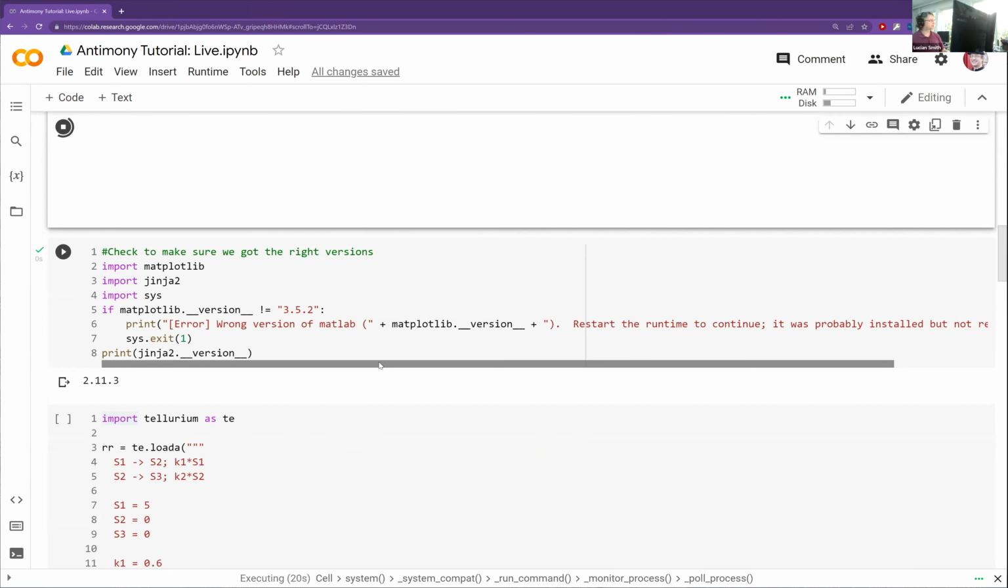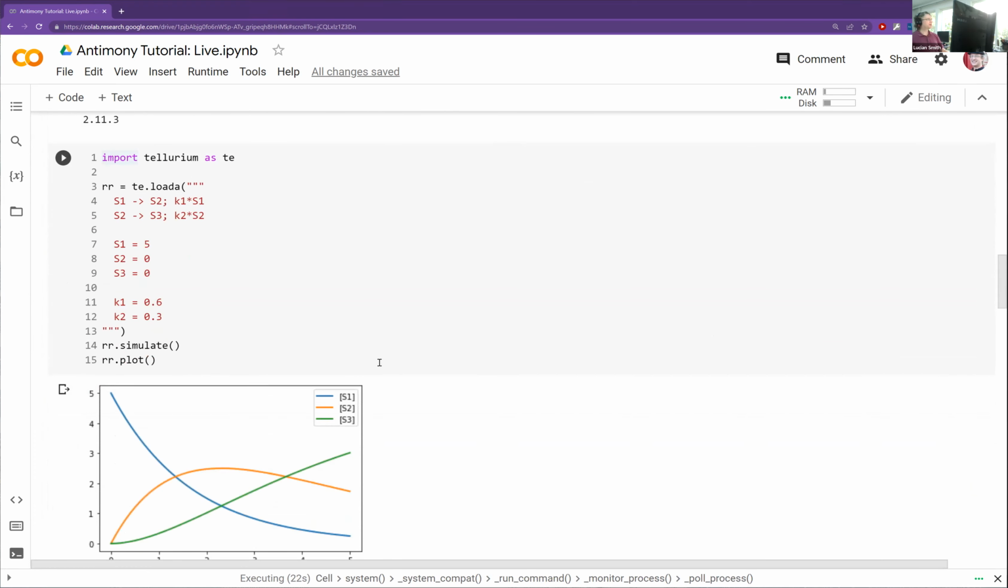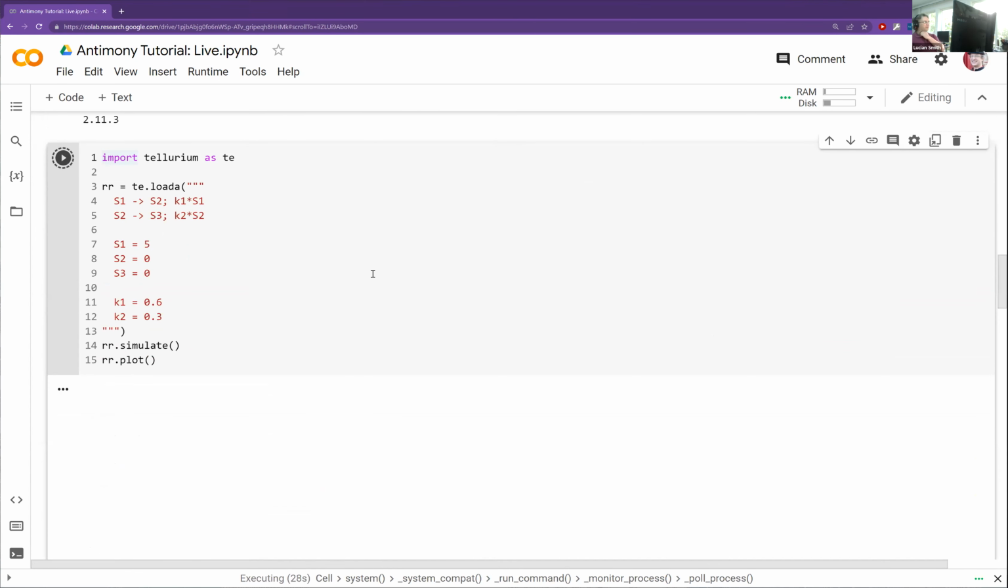I'm going to scroll down here just to make sure. All right, so for this, let me hit run. Whenever it finishes loading, we'll see what happens. I'm going to use a really basic model, S1 to S2, S2 to S3, mass action kinetics as the base model, and then I'm going to add a variety of other things into it as we go.